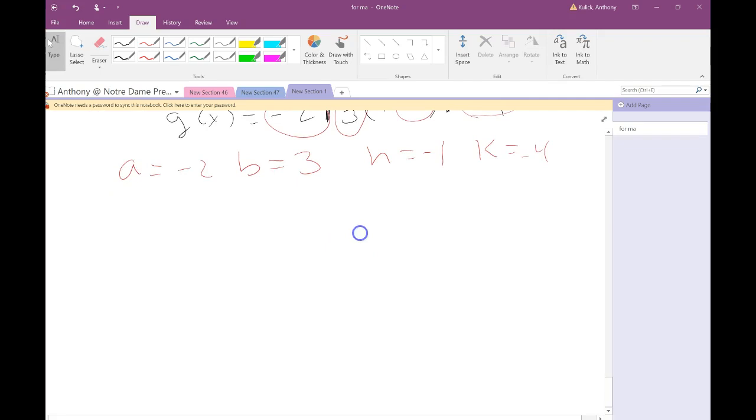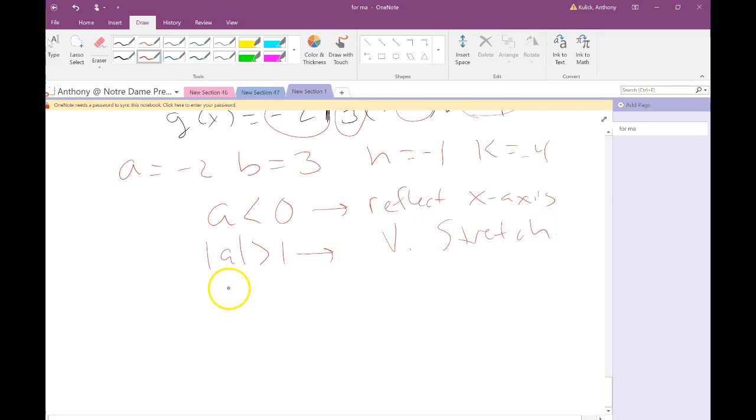Okay. So once I've done that, I can then use that criteria that you memorized to describe the transformation. So when I look at a, I have to check two things with a. I need to see if a is negative, which it is. So negative a means we are reflecting in the x-axis. And I also have to check the magnitude of a. Since the magnitude of a is bigger than 1, we have a vertical stretch. And then we have to do the same thing with b.